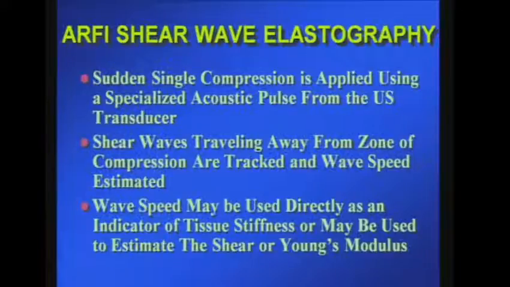But you can also use what we call an acoustic radiation force impulse. That's the same kind of push impulse that I showed previously to create a strain elastogram. But when you do that push, it also creates shear waves. So you apply a single compression or a series of compressions using that acoustic pulse, and then you monitor the shear waves traveling away from the zone of compression by using ultrasound tracking pulses, and from that you can estimate the shear wave speed. The wave speed may be used directly as an indicator of tissue stiffness, or may be used to calculate either shear or Young modulus, as I showed by that equation.